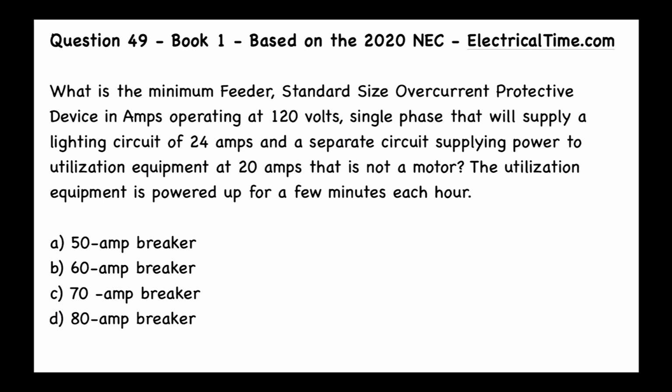What is the minimum feeder standard size overcurrent protective device in amps operating at 120 volts single phase that will supply a lighting circuit of 24 amps and a separate circuit supplying power to utilization equipment at 20 amps? That is not a motor. The utilization equipment is powered up for a few minutes each hour.